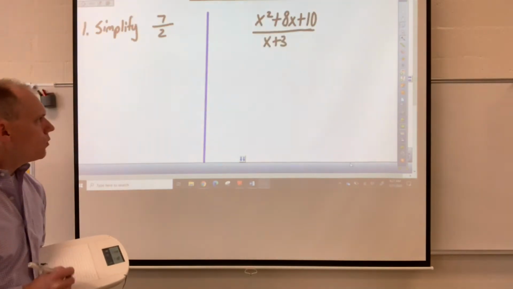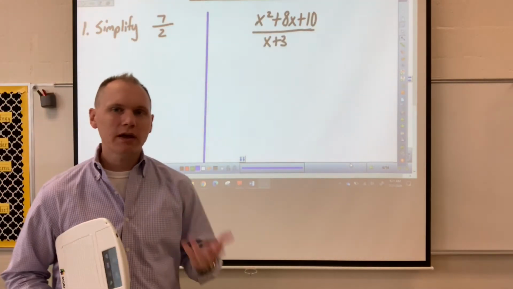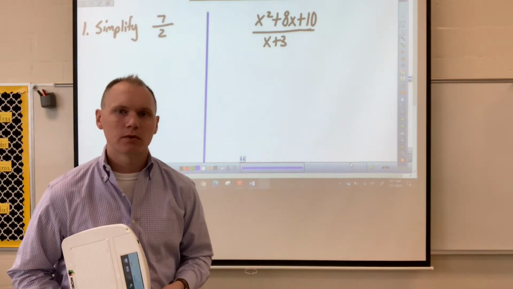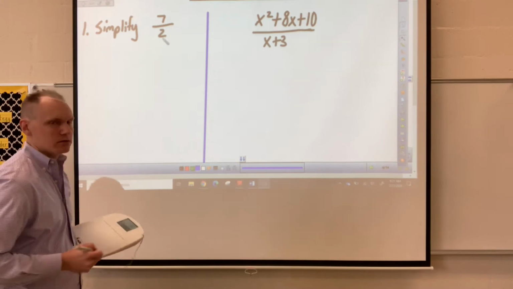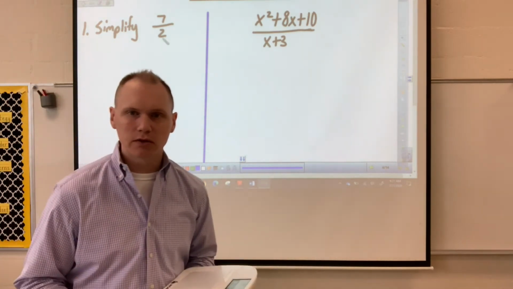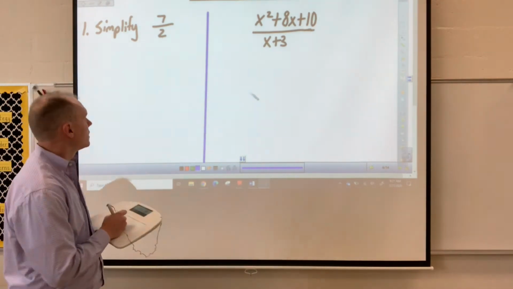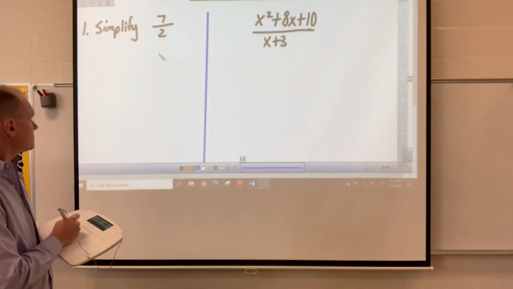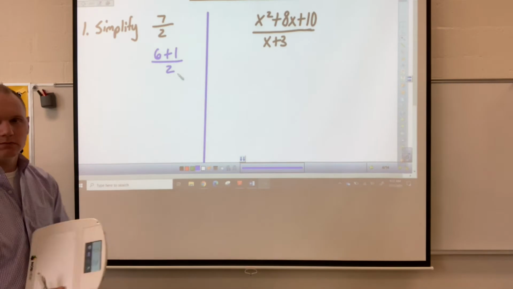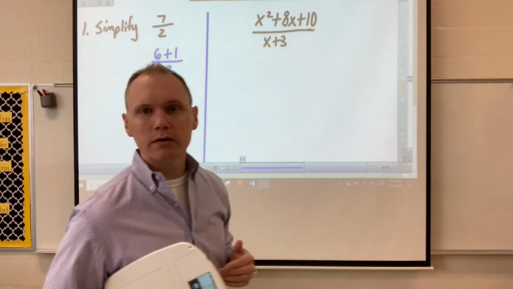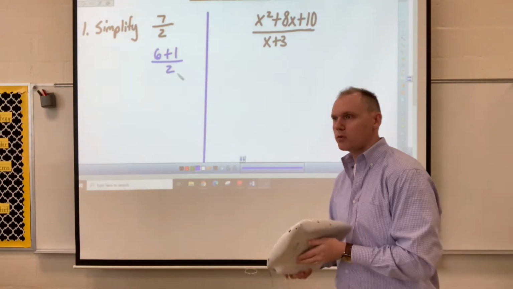So what happens if you can't find a common factor? Or what if it doesn't go in evenly? So 7 divided by 2. 2 does not go into 7 evenly. However, we can write this as 6 plus 1 divided by 2. Let me show you why we want to do that.